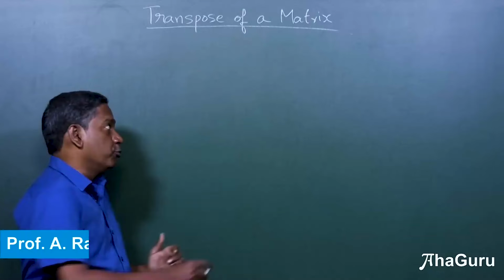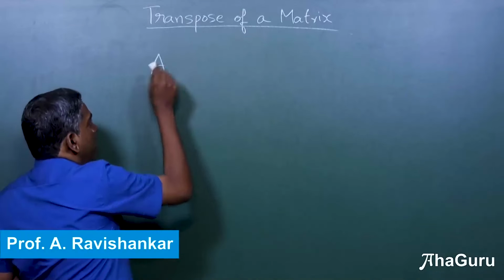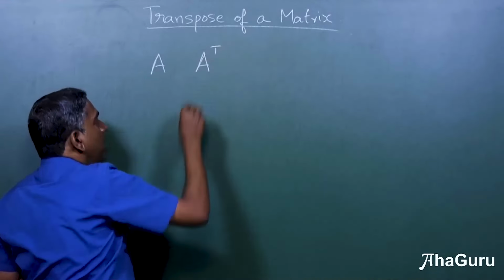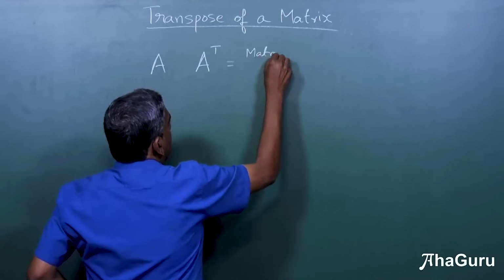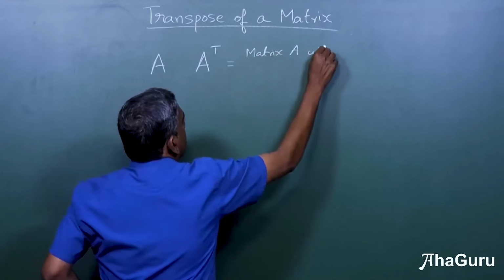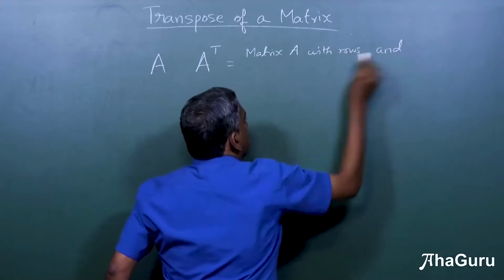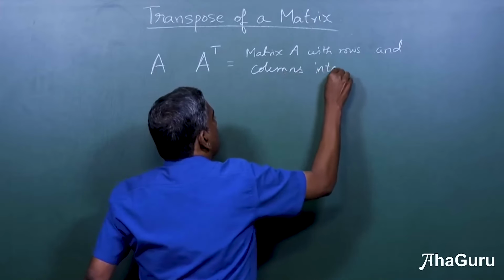Let's understand the transpose of a matrix. What is the transpose? Well, if you have a matrix A, the transpose of a matrix is denoted by A with a superscript T for transpose. Okay, what is a transpose? A transpose is matrix A with rows and columns interchanged.